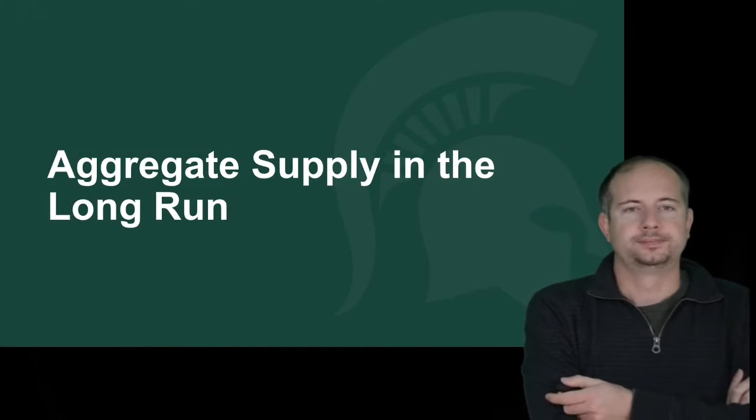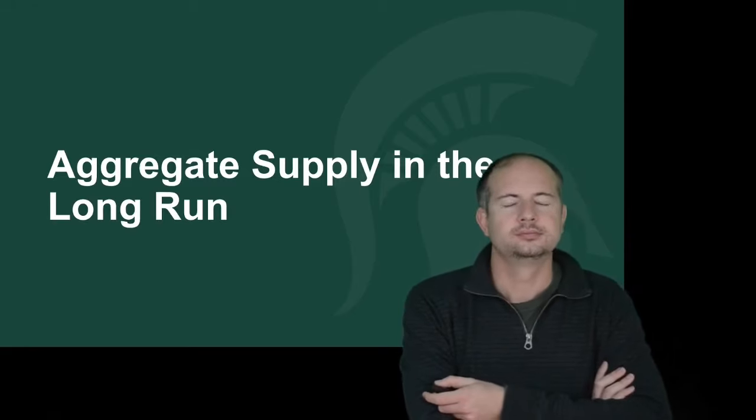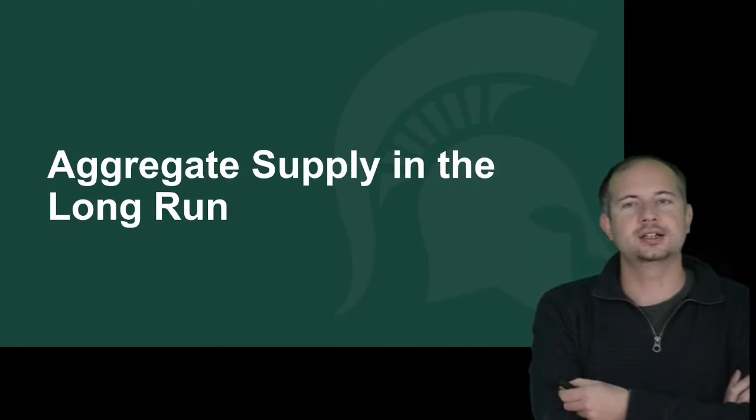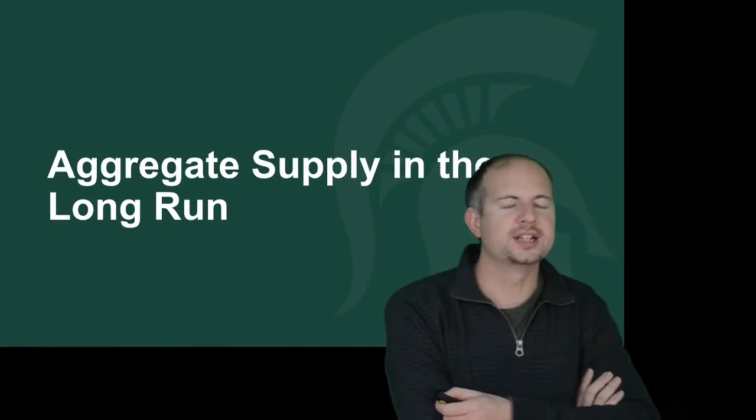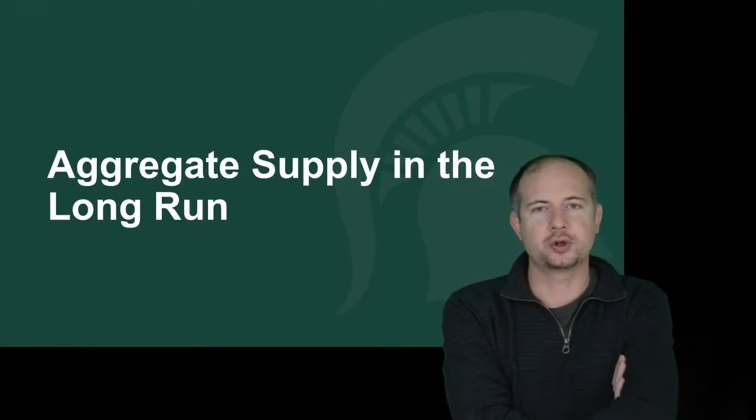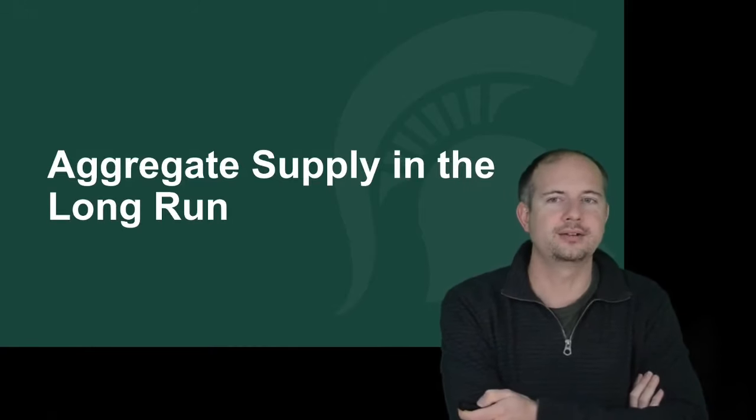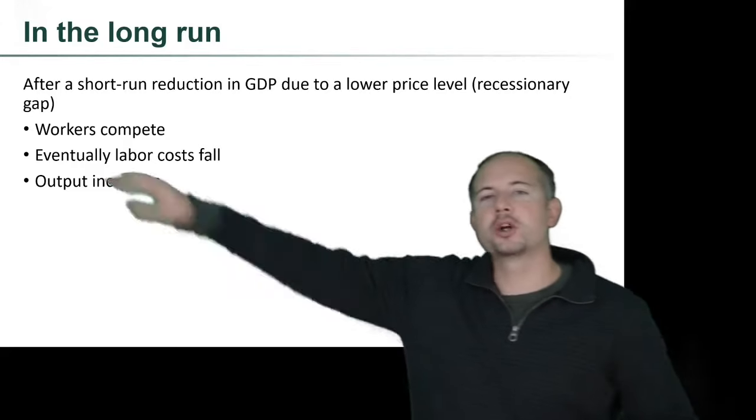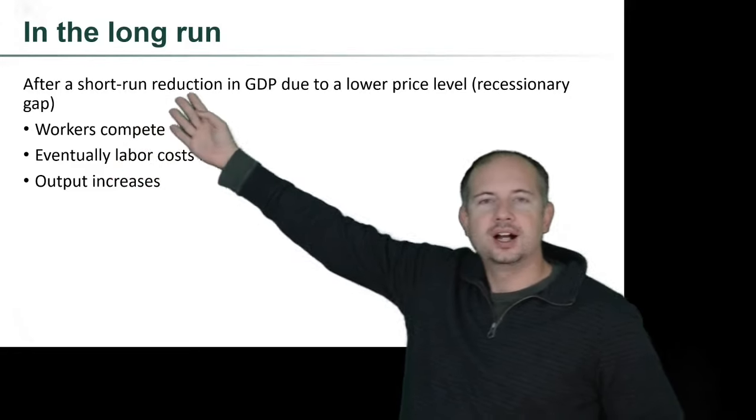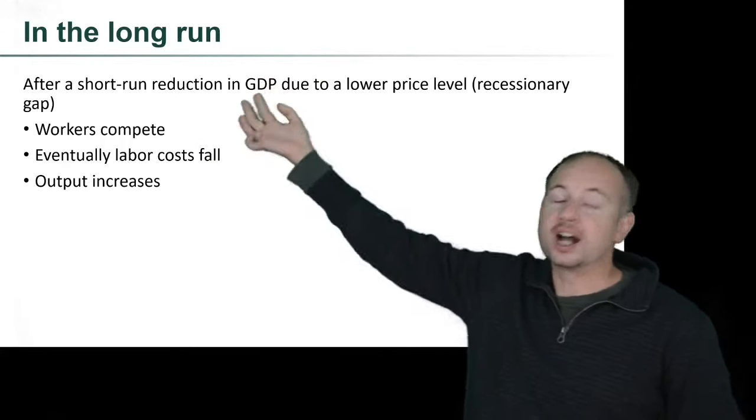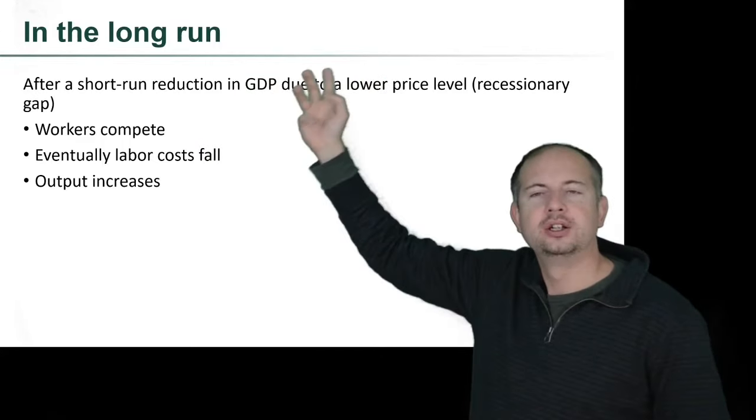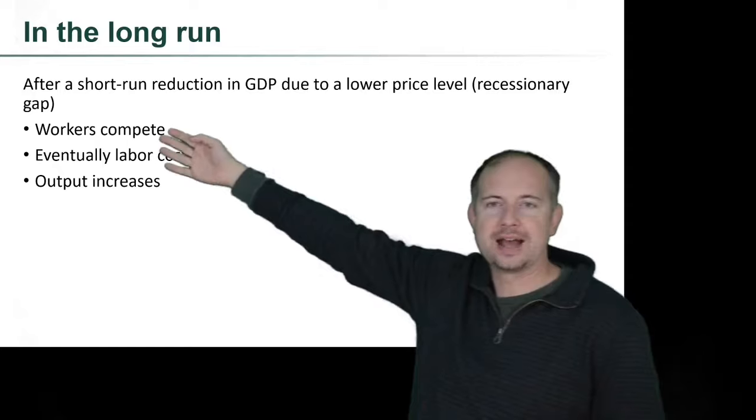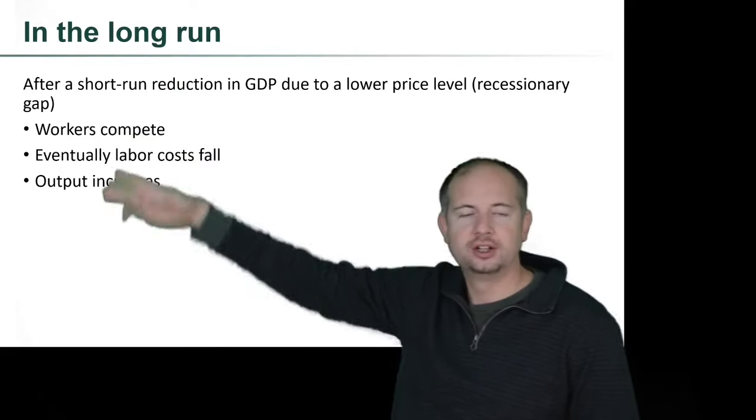Next, let's think about aggregate supply in the long run. So we talked about the short run. We're going to look at the long run now. Well, after a short-term reduction in GDP due to a lower price level, or maybe accompanied by a lower price level, this is what we called a recessionary gap. So we enter into a recession.